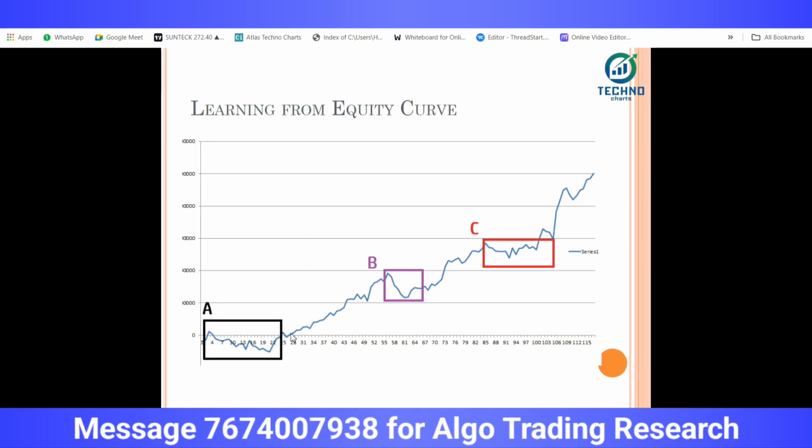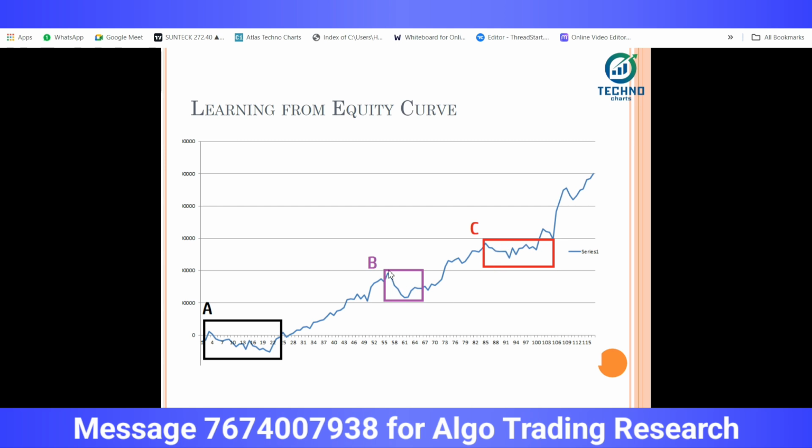Now, second point is you recover that money, and slowly and steadily you start making money. There will be periods of time where suddenly the market will be against you, and it will try to take away a lot of your money. And that is the point B, and that is the point C.